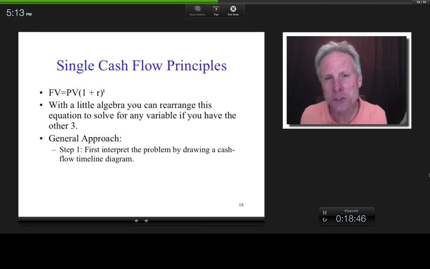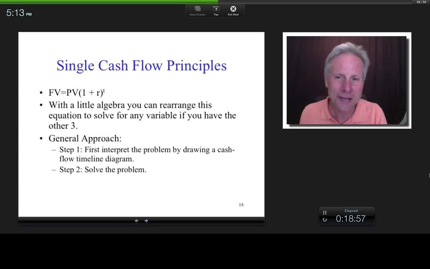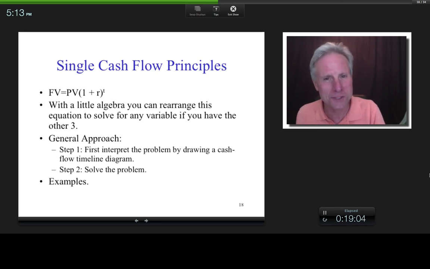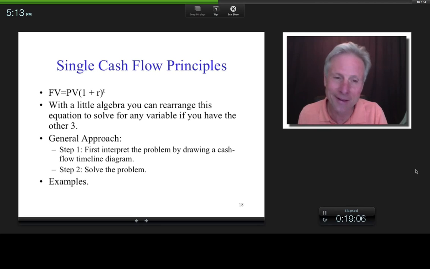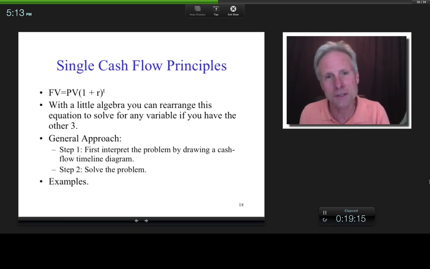Take a stand on the interpretation of the problem. And how do you take a stand on the interpretation of the problem? Well, you draw a cash flow timeline diagram. And then, and only then, do you get into the finance and solve the problem. So what we'll do is we'll go through some examples. And in the end, what you're going to find out with these examples is all I've done is I've provided 3 of these variables, and we've basically solved for the 4th.